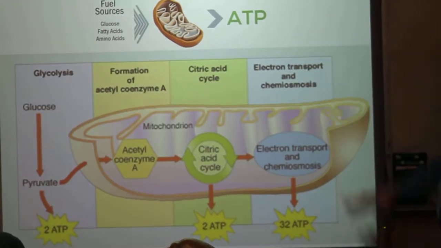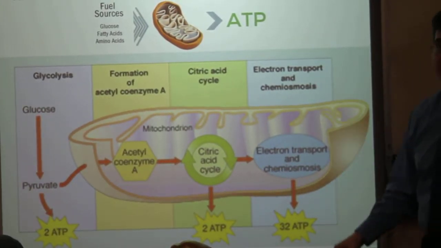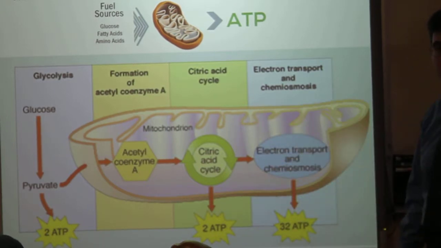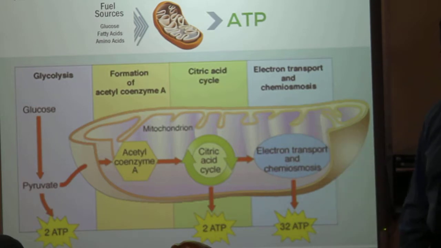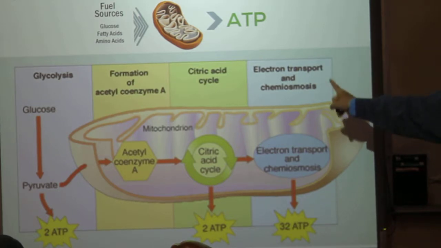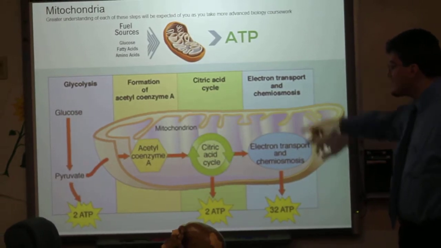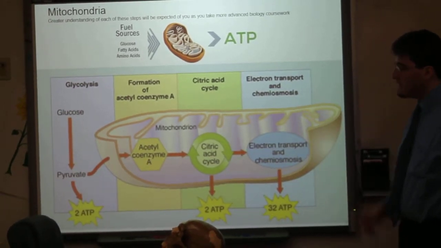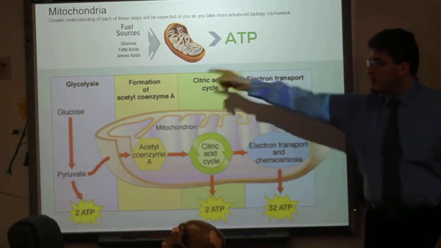Then you have the citric acid cycle. During the citric acid cycle, you'll get 2 ATPs out of that, but that's not where you're getting most of the energy to convert to ATP. The energy is coming from the electron transport chain and oxidative phosphorylation, that is, electron transport chain and chemiosmosis, excuse me. That's where you're going to get 32 ATPs produced per glucose.